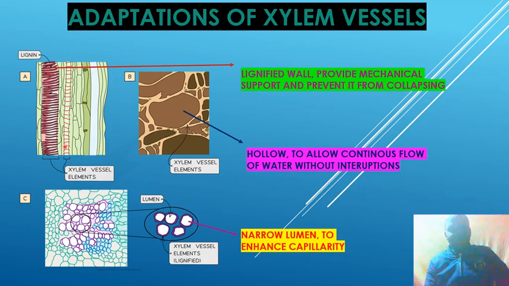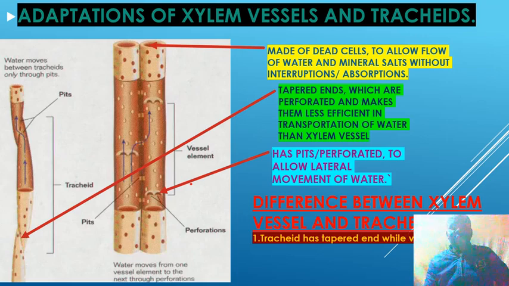Then number three, we are speaking about lignin, but not just lignin, it's the walls which are lignified. The lignification of the wall is to provide mechanical support, that is first. Second, preventing it from collapsing. So it provides mechanical support which prevents it from collapsing. So those are the adaptations, but we still have more adaptations of the xylem.